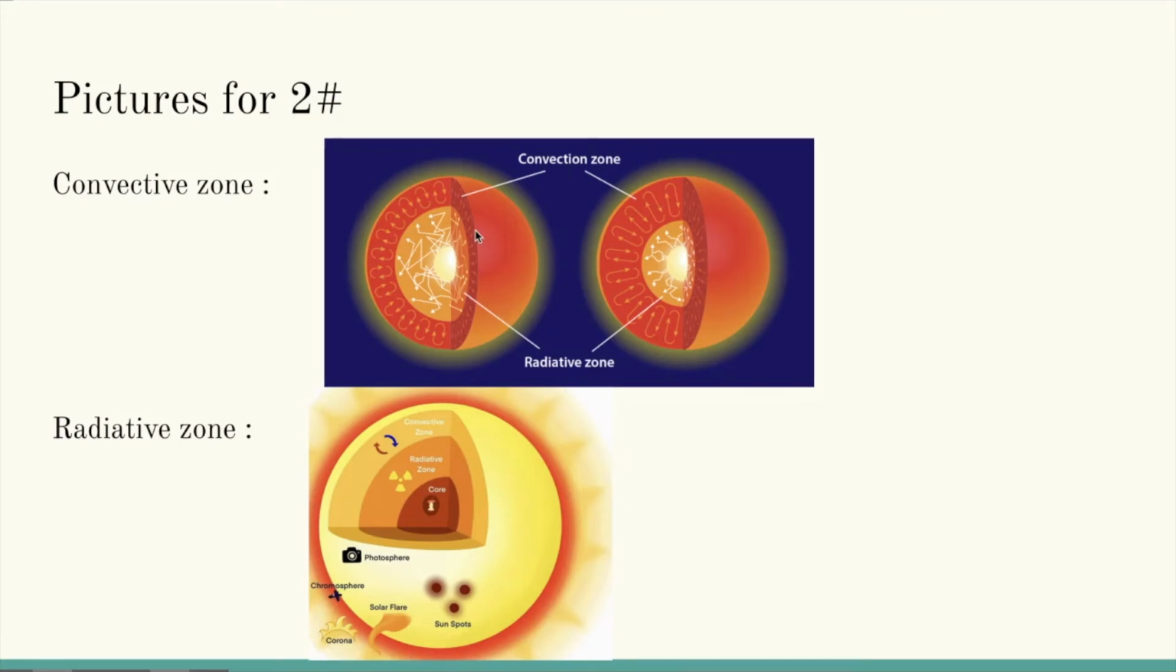And the radiative zone is a very, very important zone, just like the photosphere. The radiative zone is between the convective zone, at the start of the convective zone, and next to the core, and it's perfectly in the middle of the sun's layers.